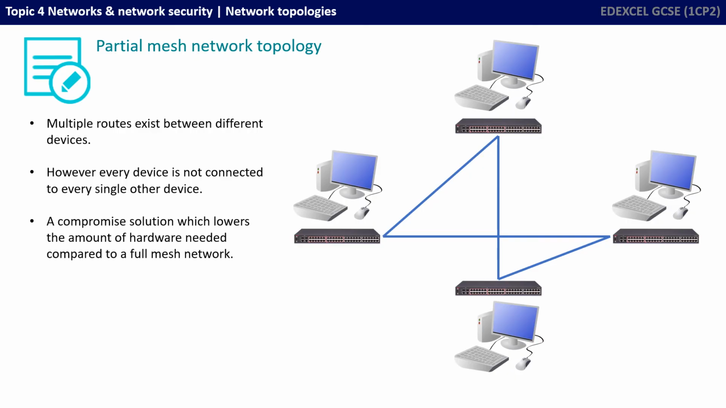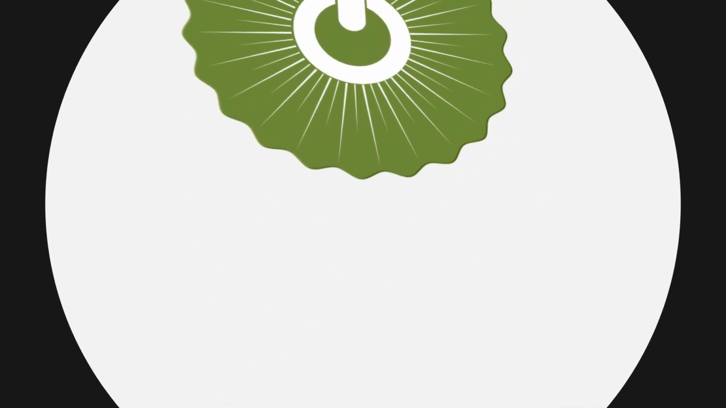If you step back and think for one moment that these switches could actually be routers on a wide area network, then effectively what you've drawn is how the internet actually works. In terms of being a partial mesh network topology, the routers are connected to other routers, but not every router is connected to every single other router on the internet.